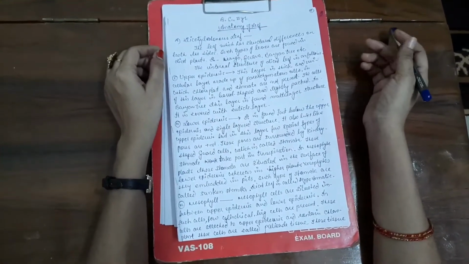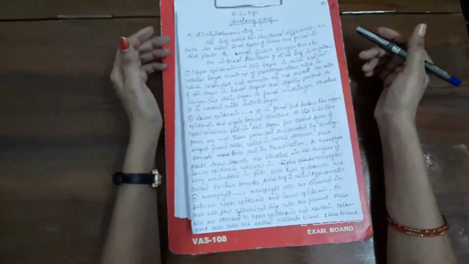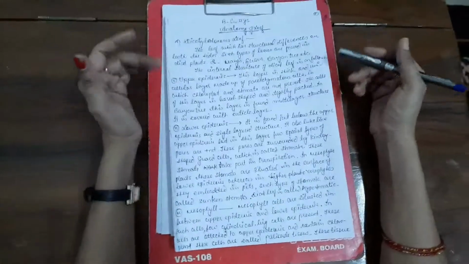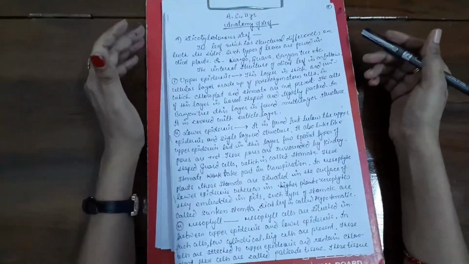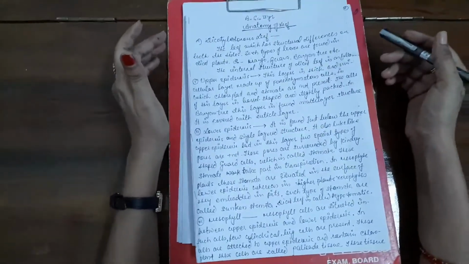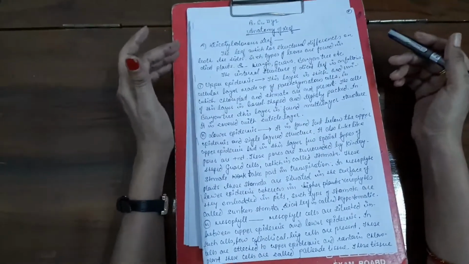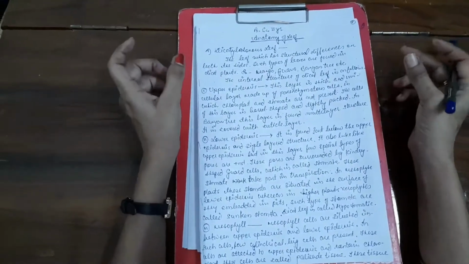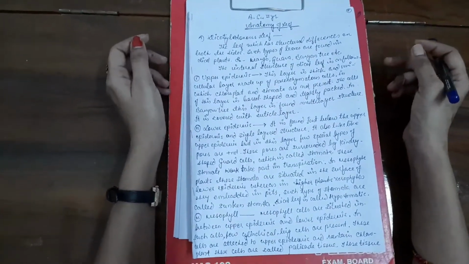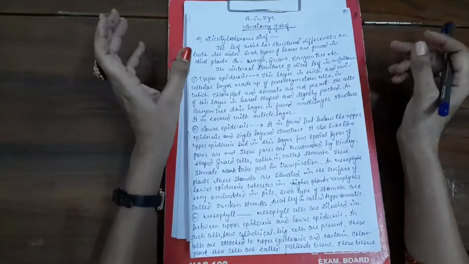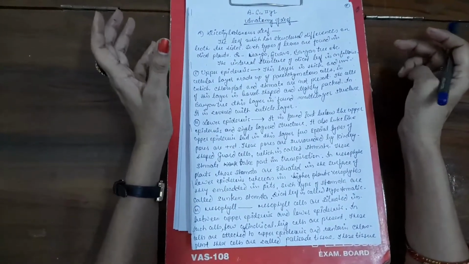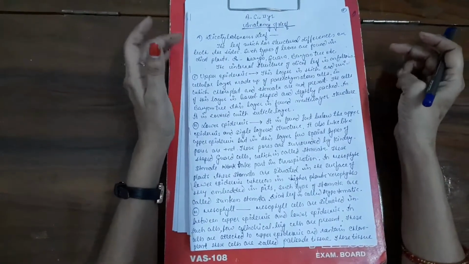First is upper epidermis. This layer is a thick, unicellular layer made up of parenchyma cells in which chloroplast and stomata are not present. The cells of this layer are barrel shaped and they are tightly packed. In banyan tree, this layer is found as a multi-layer structure and it is covered with cuticle layer.